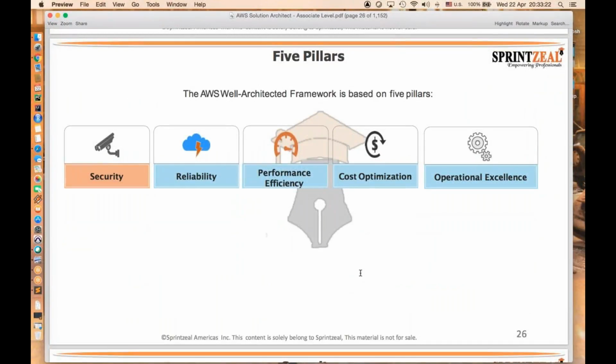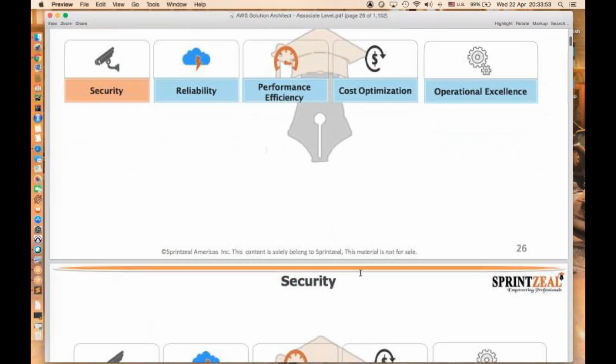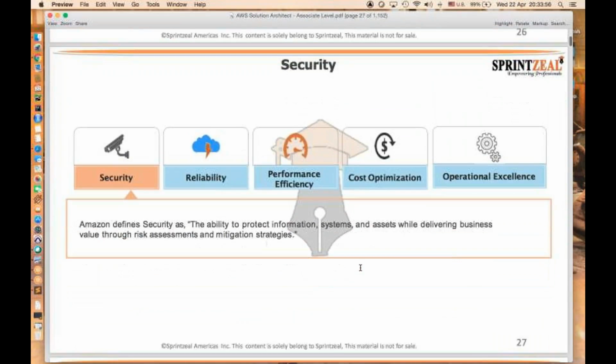Okay. These five pillars we talked about in the earlier slides: security, reliability, performance efficiency, cost optimization, operational excellence. Security being a very major constraint to the majority of the business, as I mentioned earlier. So it has been colored differently out of all these five, which is very much a key pillar for the AWS architecture framework.